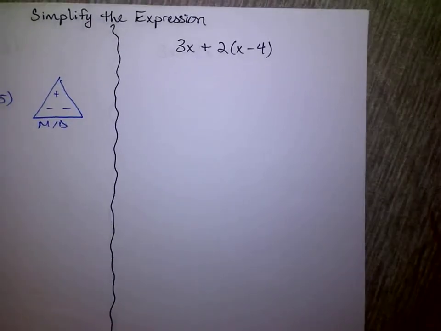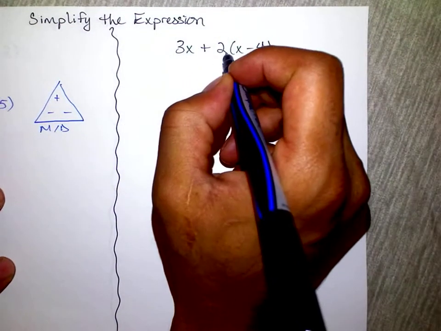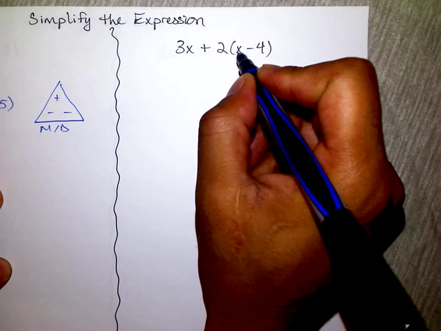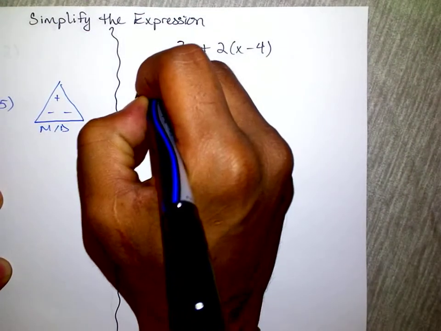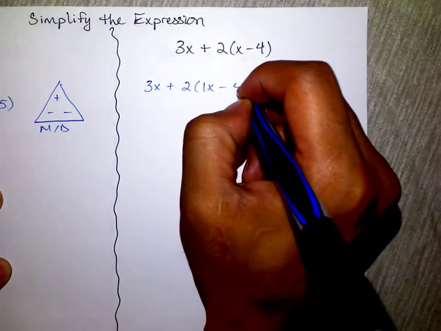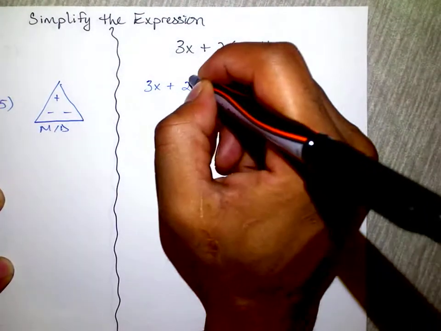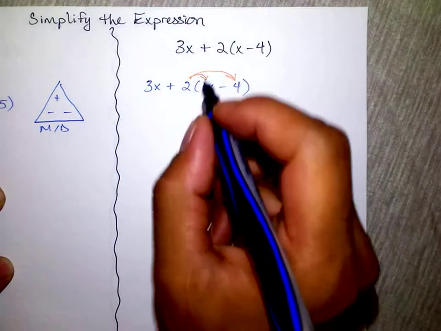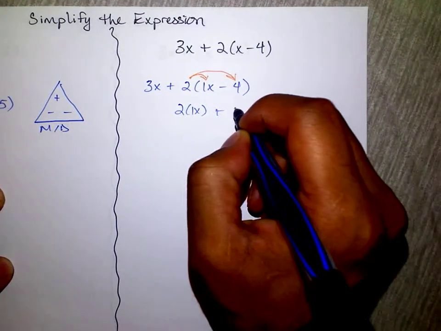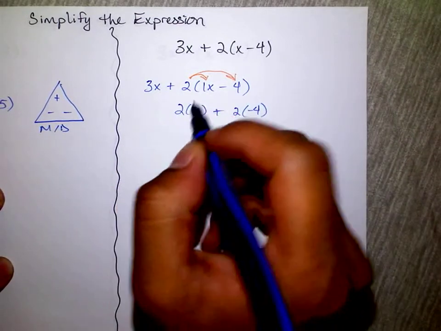Let's move over here to our next problem. In this problem here, we have 3x plus 2 times the quantity of x minus 4. So when I rewrite this, I'm going to put a 1 in front of this x. 3x plus 2 times 1x minus 4. I'm going to have some distributing here: 2 times 1x, 2 times negative 4. So I'm going to go ahead and write that. 2 times 1x plus 2 times negative 4. Now, this 3x just comes down.